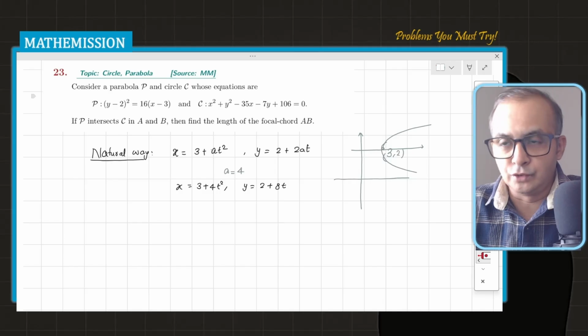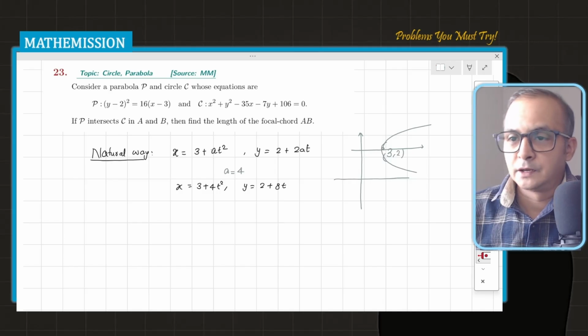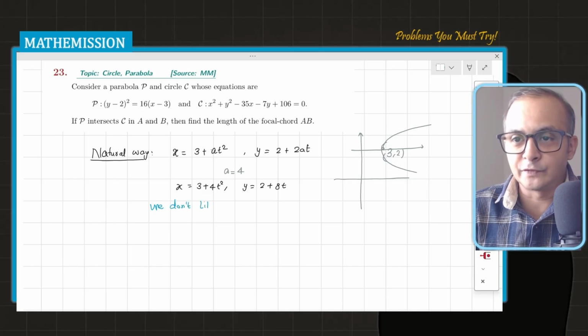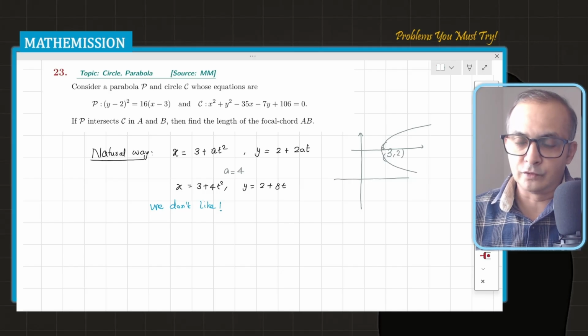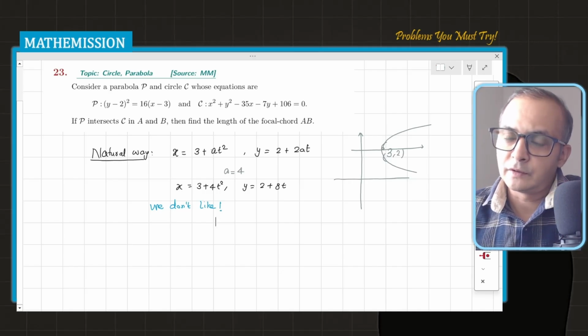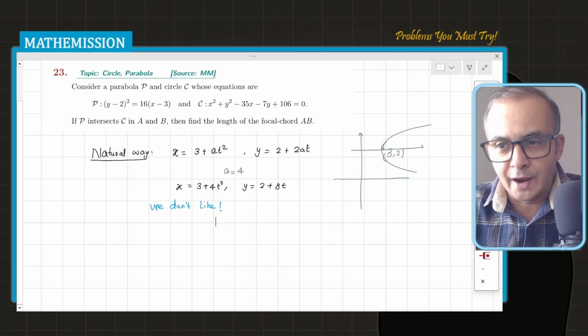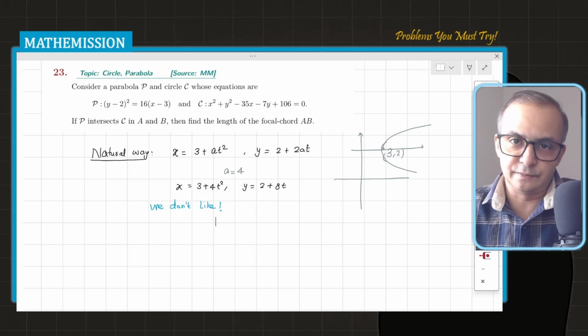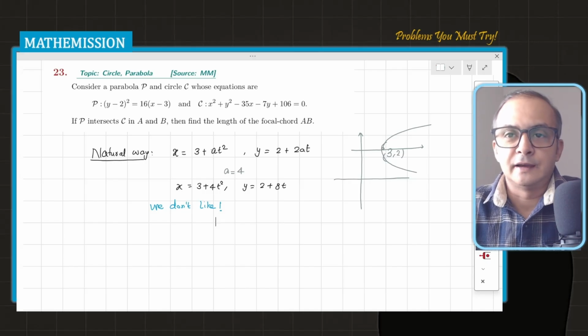Instead, what can we do better? This thing we don't like, so we move forward and think in a different way. Why not shift the entire system to the origin? It means we want to shift the parabola vertex to the origin.